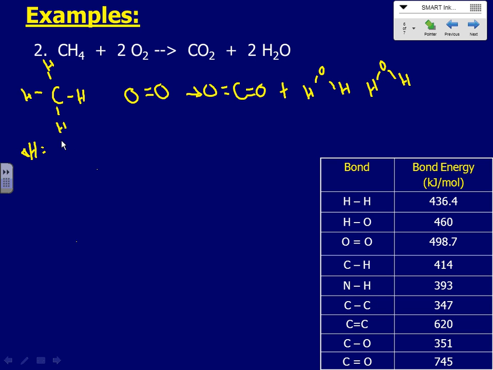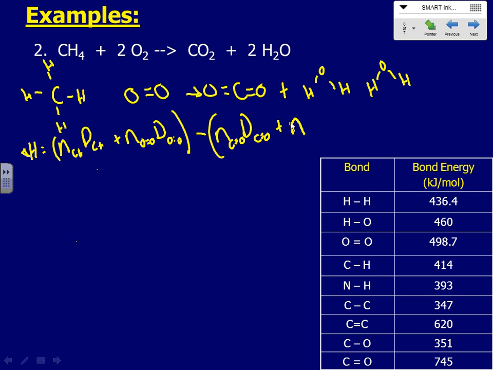Delta H, in this case, it is going to be, actually, yeah, we'll write down the whole equation. N CH, D CH, plus N O double bond O, D O double bond O. And now to the products, minus, and here we've got N CO, D CO, and N OH, D OH. All right, I think we've got all of our bonds. Now we're ready to fill it in.